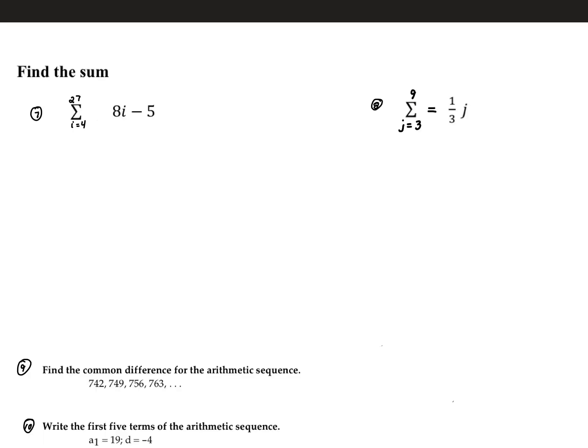Your next questions tell you to find the sum. For number 7 and 8, you are going to make sure you use your formula, which is S sub n is equal to n over 2 times a sub 1 plus a sub n. To find n, remember it is top minus bottom plus 1.